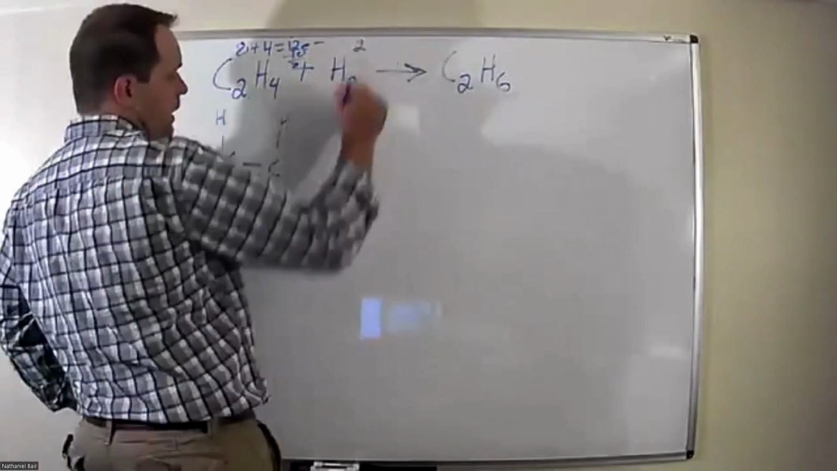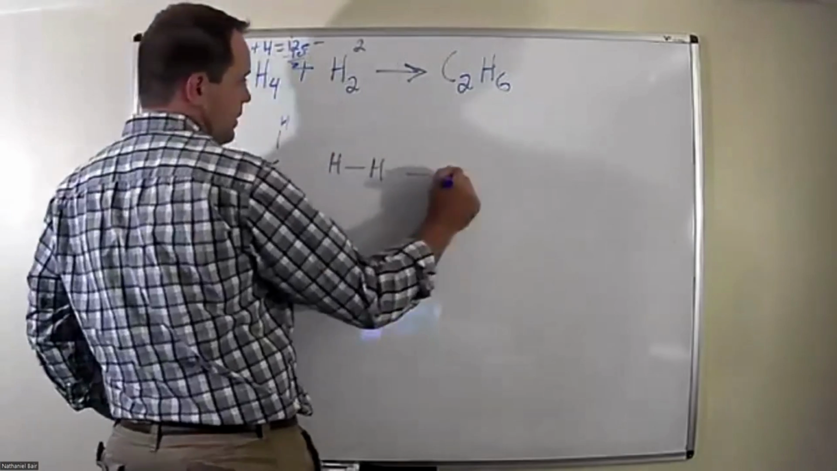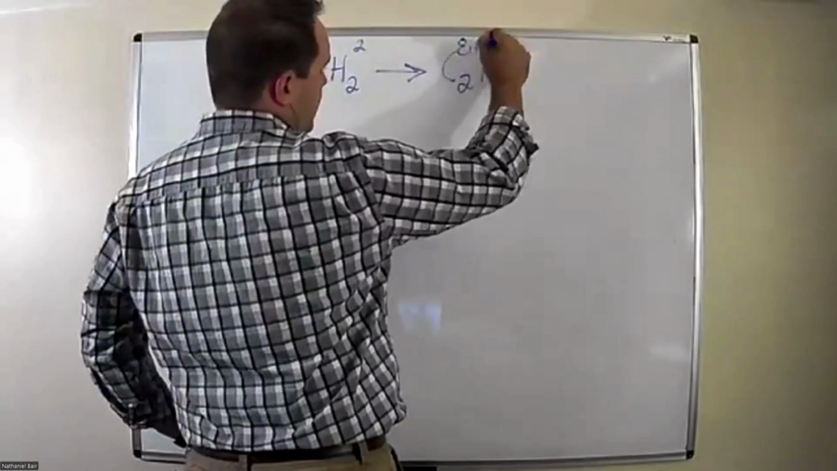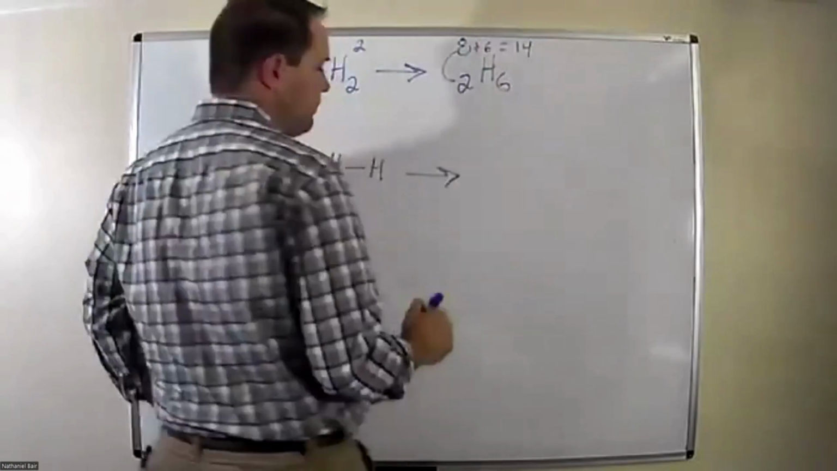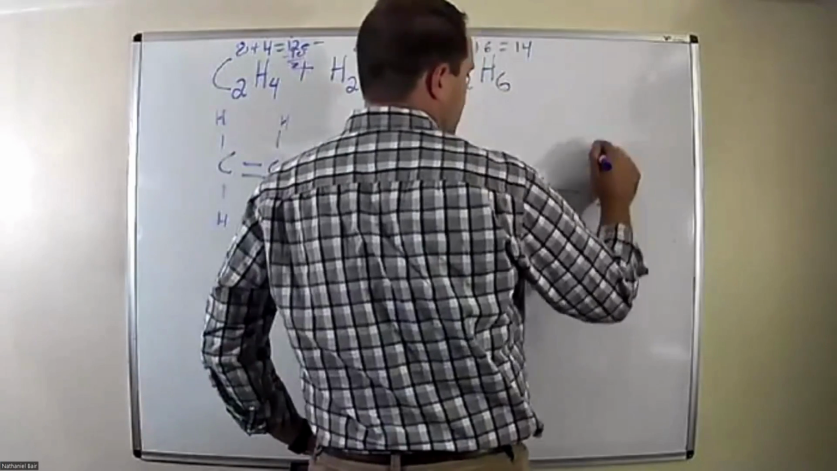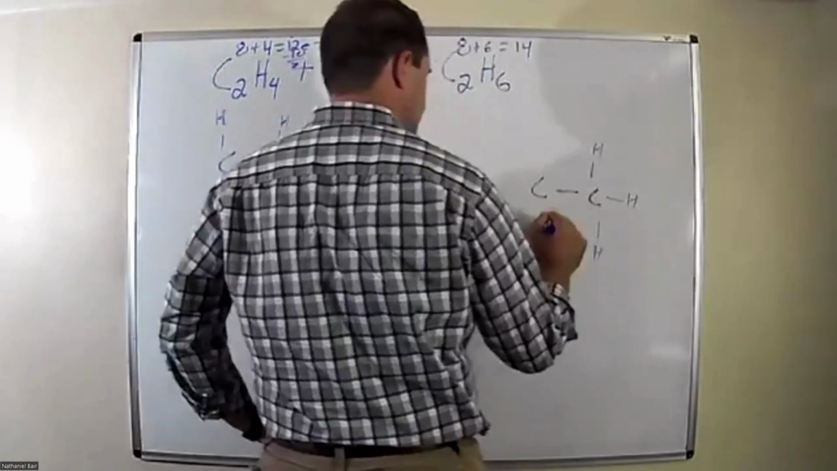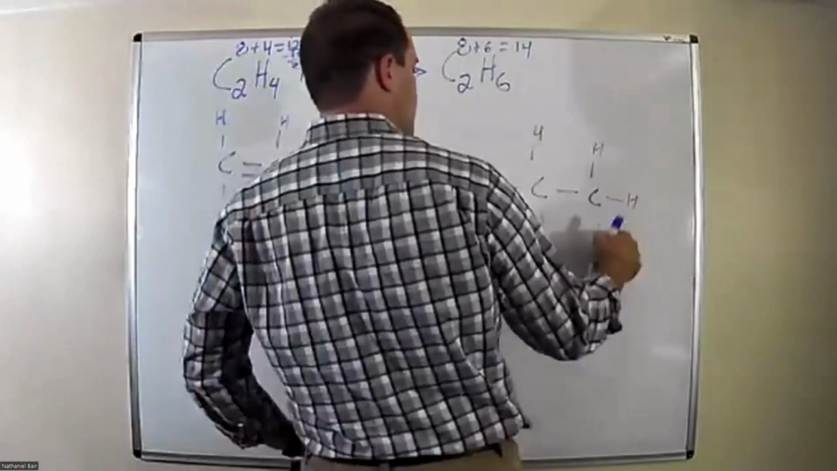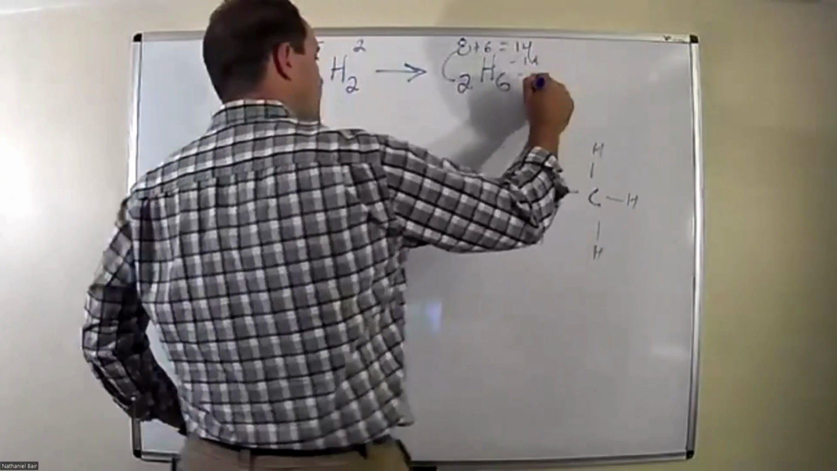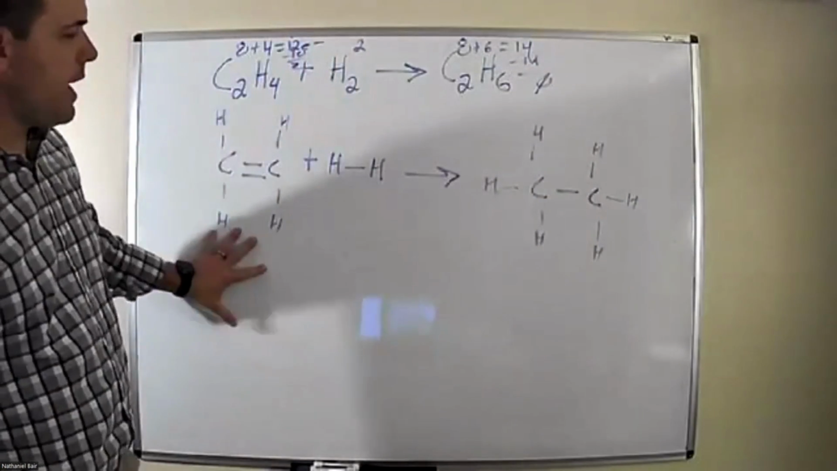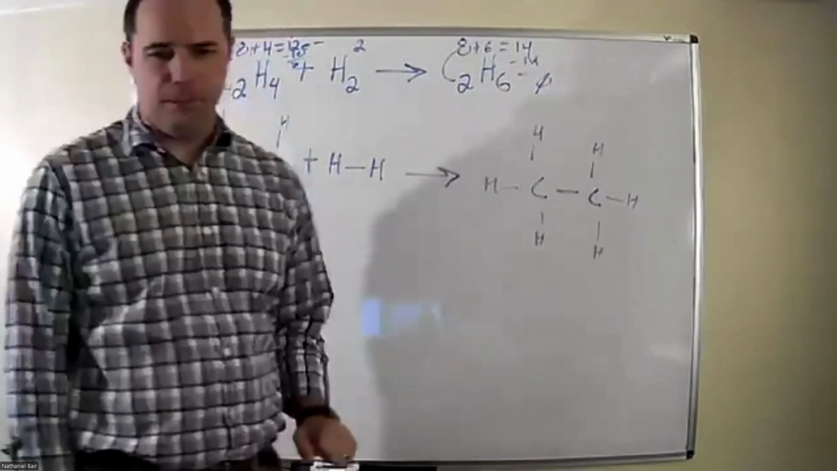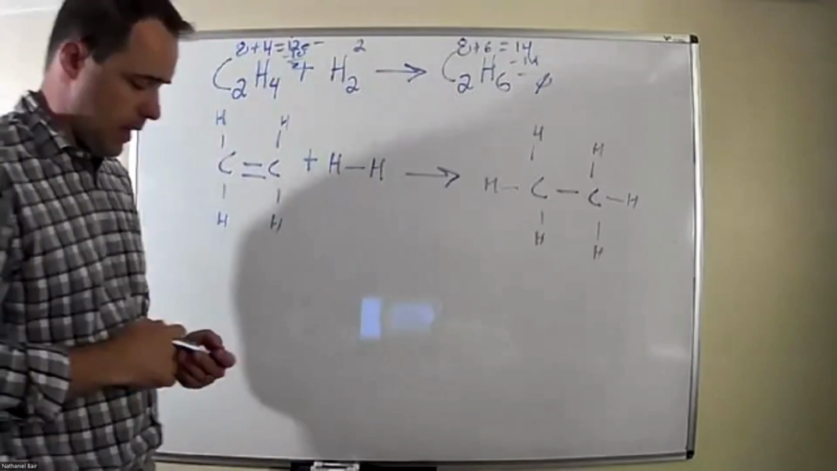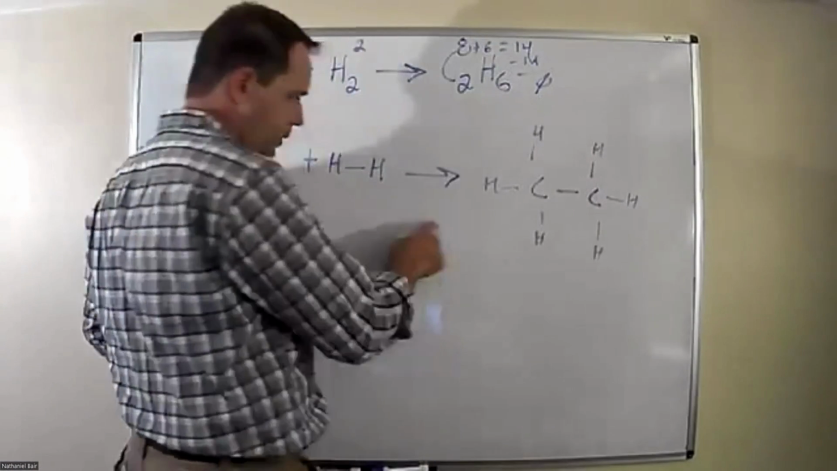H2 is really easy. 2 electrons. You just connect the 2 H's. How easy was that? And now C2H6. That's 8 plus 6. That's 14. 2 carbons, 6 hydrogens, 2, 4, 6, 8, 10, 12, 14. You've got nothing left. So this plus this goes to this. And now what I do is make a list of all the stuff I'm breaking and all the stuff I'm making.